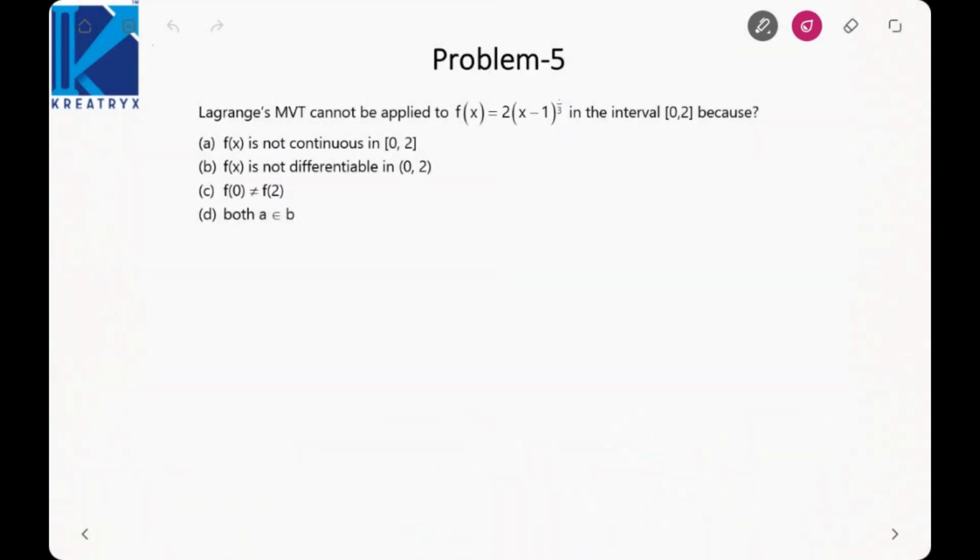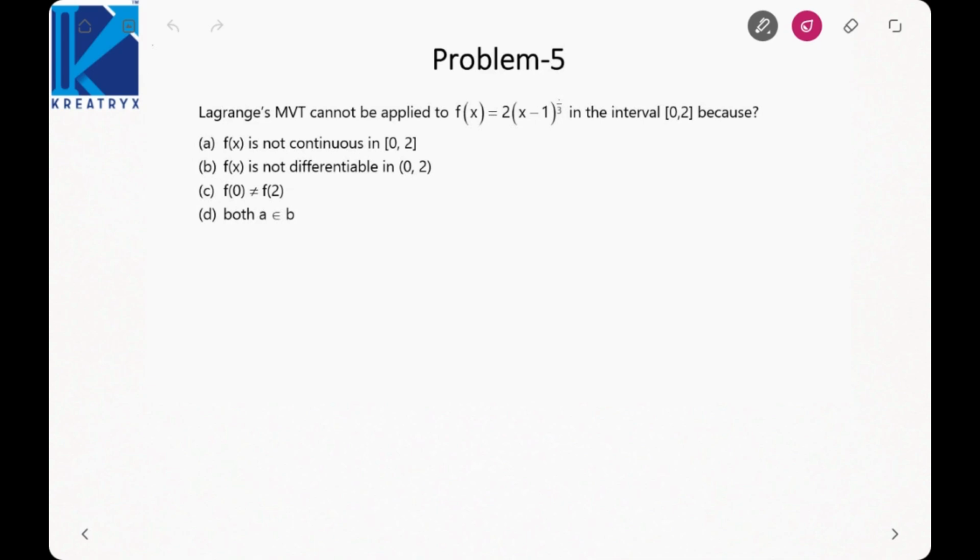Moving forward, it is saying the Lagrange's mean value theorem cannot be applied to the function 2 minus (x minus 1) raised to the power 1 by 3 in the interval 0 to 2. Now it is asking me the reason why you cannot apply this theorem. The first reason is fx is not continuous in 0 to 2. The next is fx is not differentiable in the open interval. Third is that f0 is not equal to f2. Absolutely the third option is incorrect. Why? Because whenever you are applying Lagrange's mean value theorem, the equality condition is not necessary. That means my third option is directly incorrect.